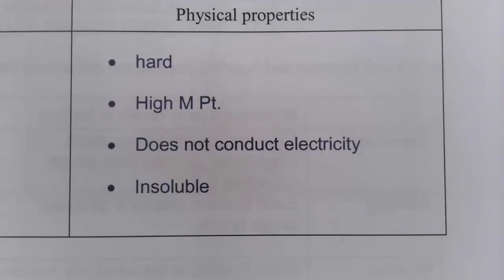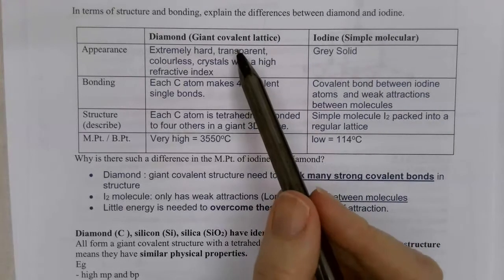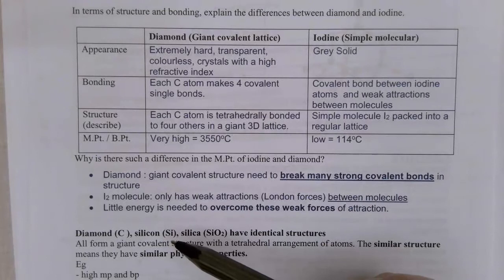Physical properties are all related to that structure. They're hard, high melting point, there's no delocalized electrons or mobile ions, so it doesn't conduct electricity, and it's completely insoluble in both polar and non-polar solvents. So when we compare it with iodine, you can see they've got very different properties.